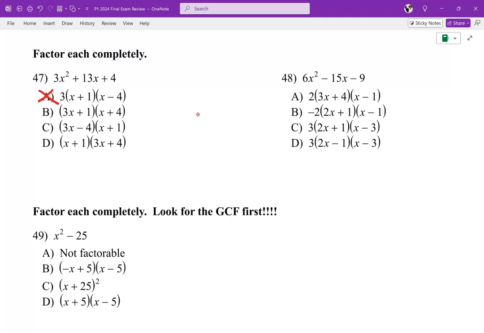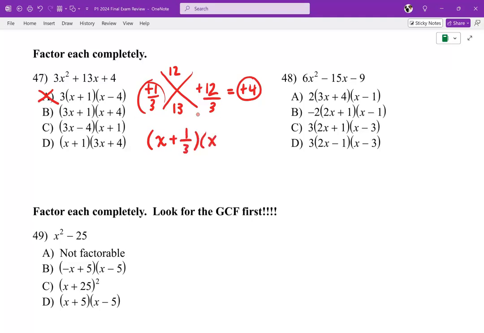All right? But I am going to do the X method. So with the X method, 3 times 4, that's 12, and that's 13 right here. So two numbers that multiply to 12 that add up to 13 would be a positive 1 and a positive 12. But since A is a 3, not a 1, I have to divide. Well, 1/3 I can't simplify, so it is what it is. But 12/3, that becomes a positive 4. So here are my factors. X plus 1/3, X plus 4. So that would be 3x plus 1, X plus 4. So B is my answer.